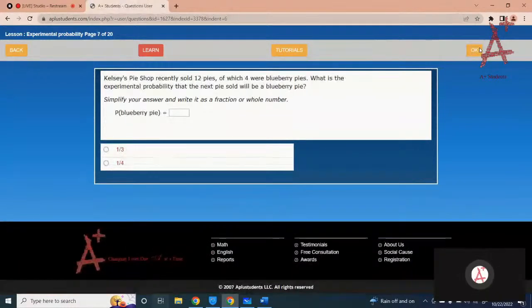Kelsey's pie shop recently sold 12 pies, of which 4 were blueberry pies. What is the experimental probability that the next pie sold will be a blueberry pie? It is 4 over 12. So the answer in simplest form is 1 over 3.